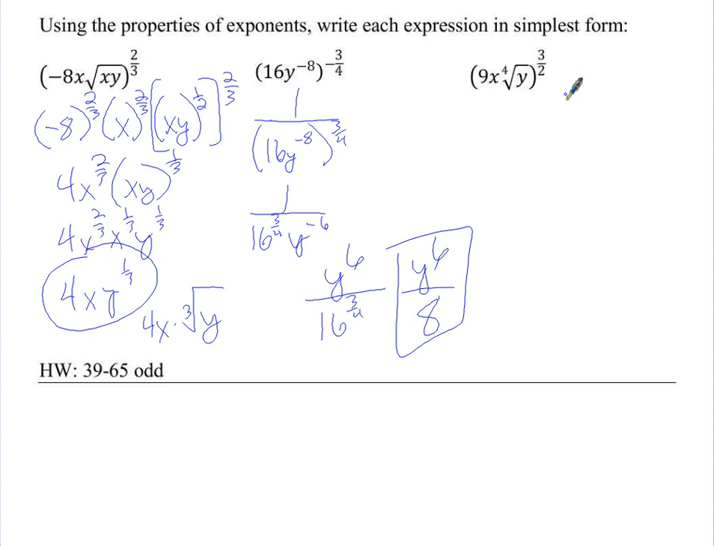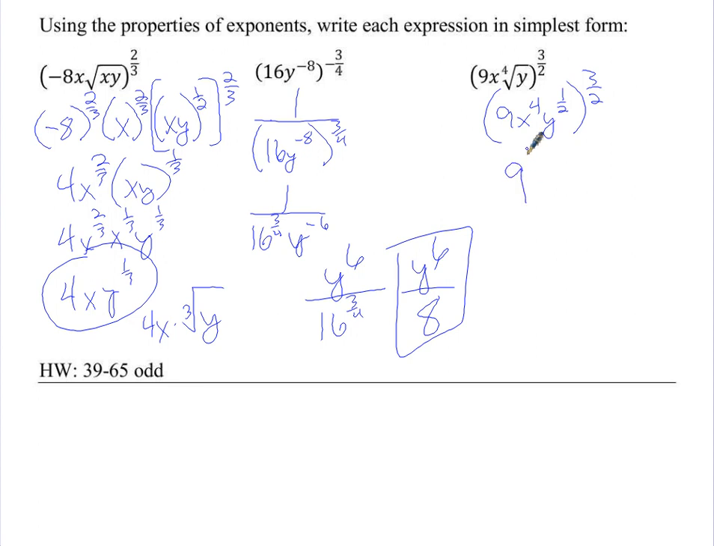Distribute the exponent. Okay, what I'm going to do first before we distribute the exponent is rewrite this radical, since we're dealing with radicals and rational exponents. I want just rational exponents. So 9x to the 4th, y to the 1/2. This is all to the 3/2 power. Now I'm going to follow the suggestion of distributing the exponent in, because this is all stuff being multiplied together inside. So what do I get?